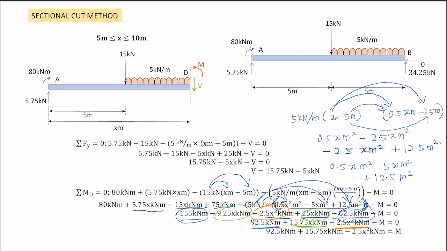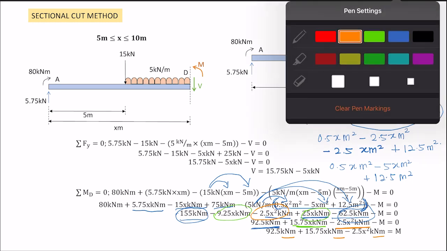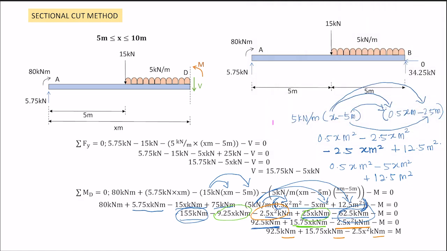So this is it. The value of M, you get 92.5 kilonewton meter plus 15.75x kilonewton meter minus 2.5x power of 2 kilonewton meter. All of these are in kilonewton meter, meaning it is correct that it is a moment. Moment must always be in kilonewton meter. So we already have all the equations. So pick up all the equations that you have got.